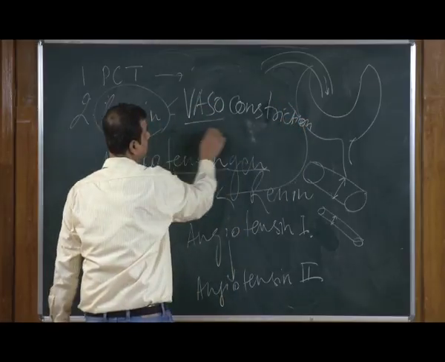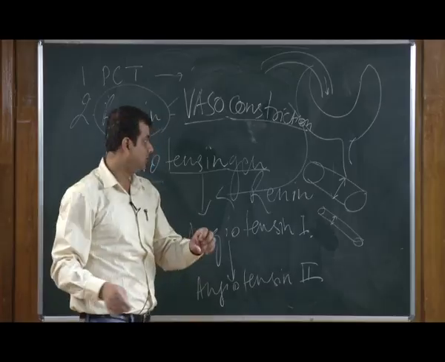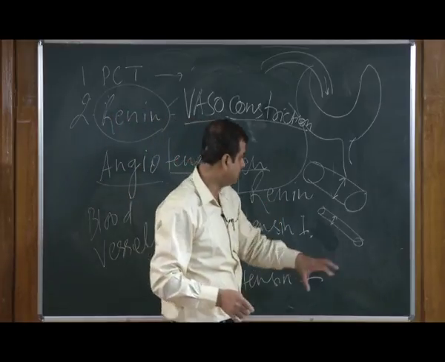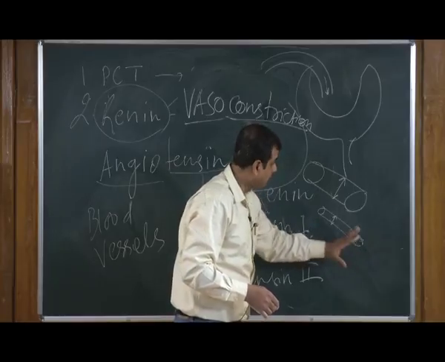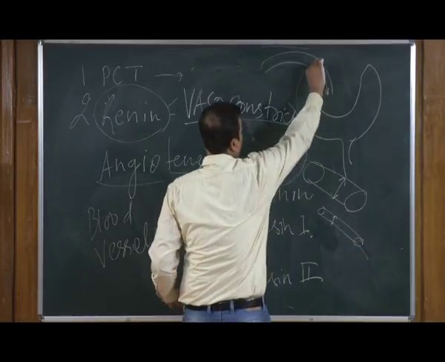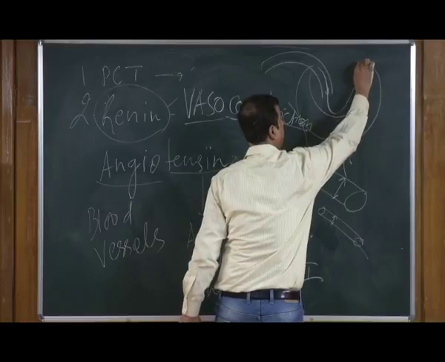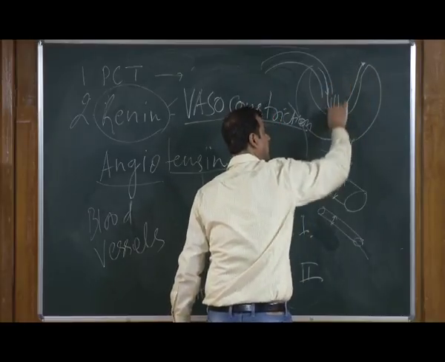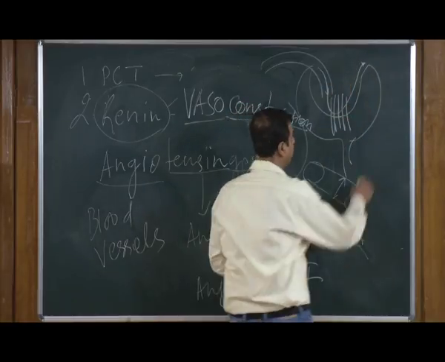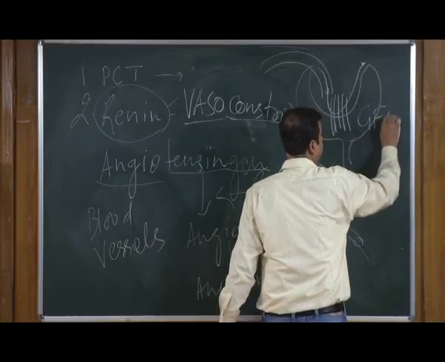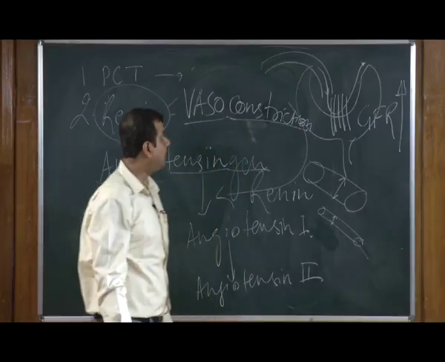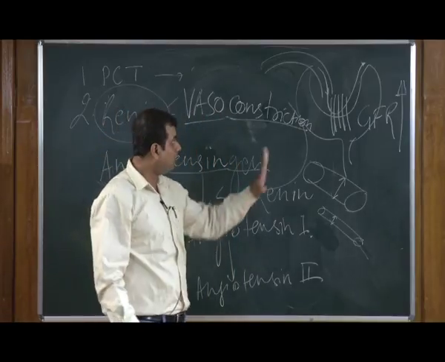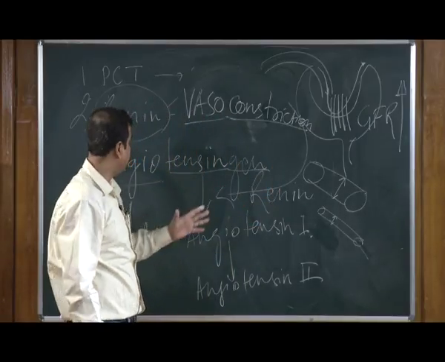Vaso means vessel, constriction means a decrease in the diameter, and because of this the blood pressure will increase. If the blood pressure increases, more and more blood will pass on, and because of this the filtration rate will be fast. What we have discussed earlier, glomerular filtration rate will increase. So the whole phenomenon is synchronized in such a way.